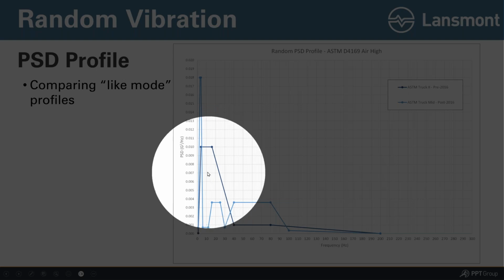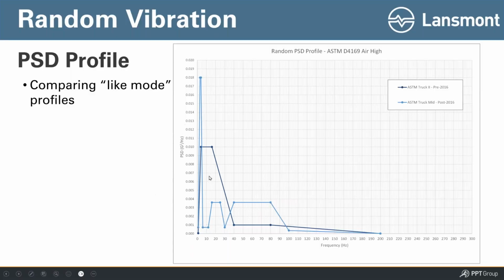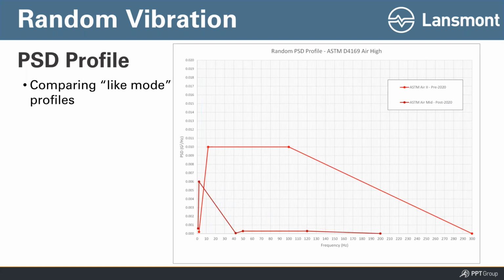And what are the implications of that? Well, I'll show you when we get to the live demonstration here in just a quick second. But there are implications absolutely associated with that change. And then one last comparison. This is comparing like modes also. But now these are the air profiles.